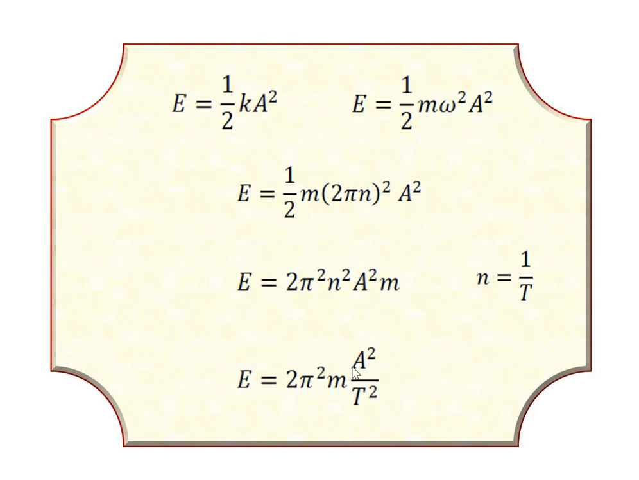From this equation we conclude that the total energy of the particle is independent of the x term. That means it is independent of the displacement, because the x term is absent. Total energy is directly proportional to a square, n square and its mass, and inversely proportional to the square of the period. Remember this point, it is very important.